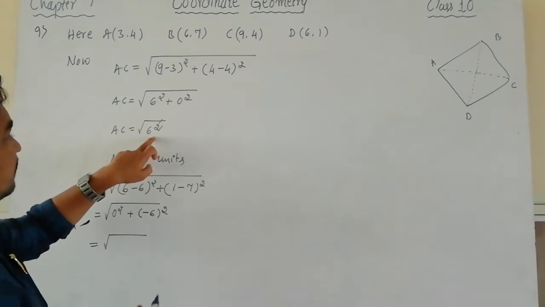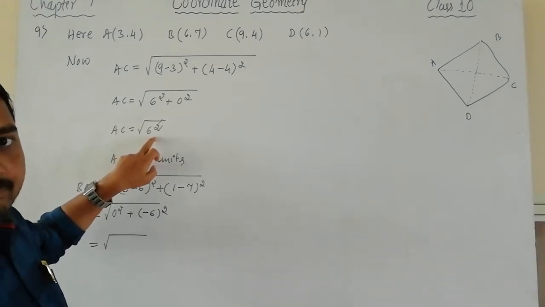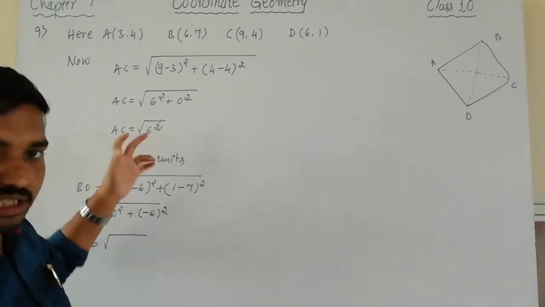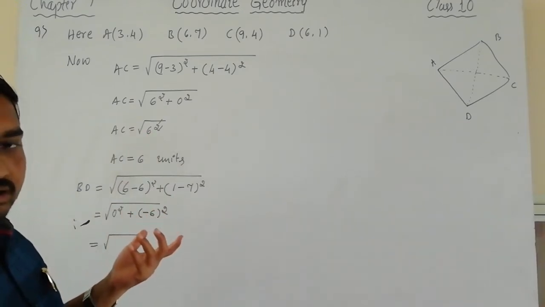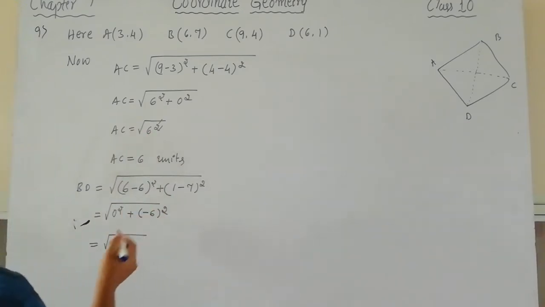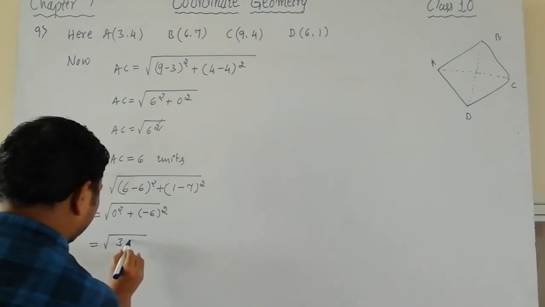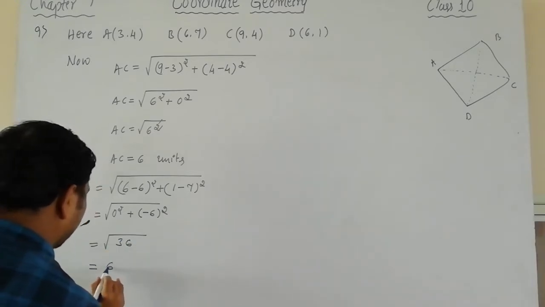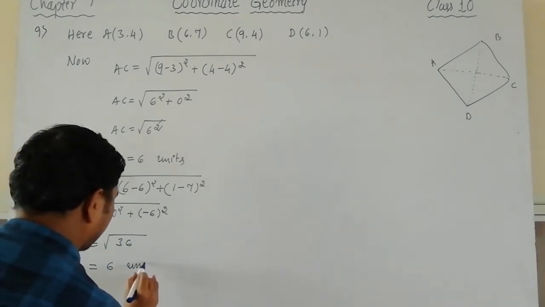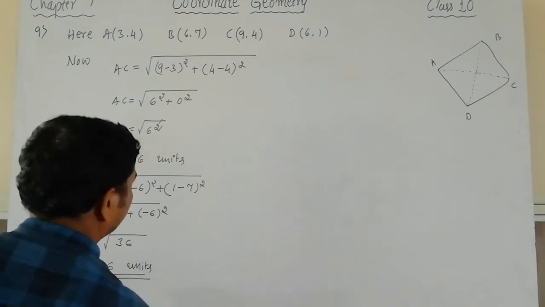Here also you can write 6 square as square root of 36. Square root of 36 means how much? It is 6 actually. Okay, so 36 is actually a square of 6. That's why. So now minus 6 whole square means it will become what? 36. Square root of 36 means it will become 6 units. Okay. So now let us see what is your conclusion.